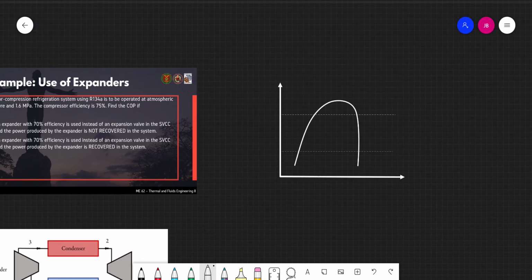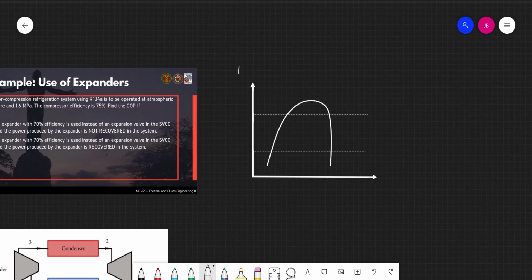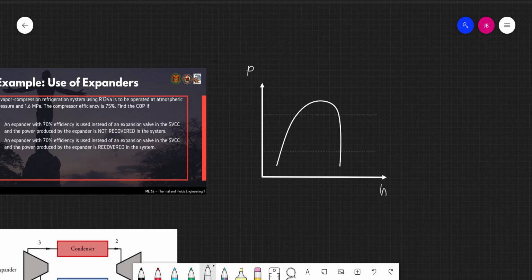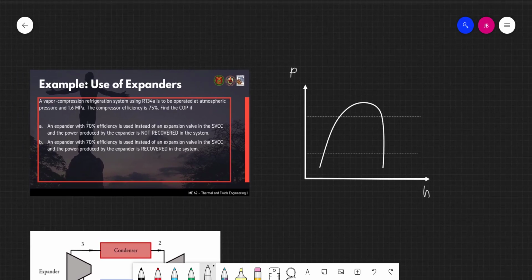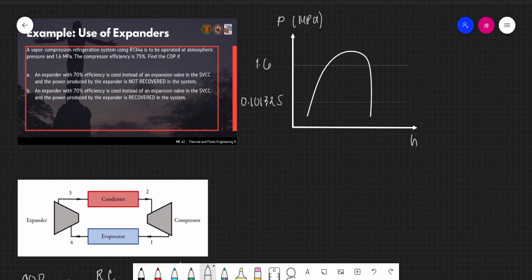So, alam natin na in your pH diagram, this is your pressure axis and this is your enthalpy axis. Ang lower pressure natin ay atmospheric pressure, which is around 0.101325 megapascals. Samantalang ang pressure ng ating condenser ay 1.6 megapascals. So, state 1 is at the outlet of the evaporator and also at the inlet of the compressor.